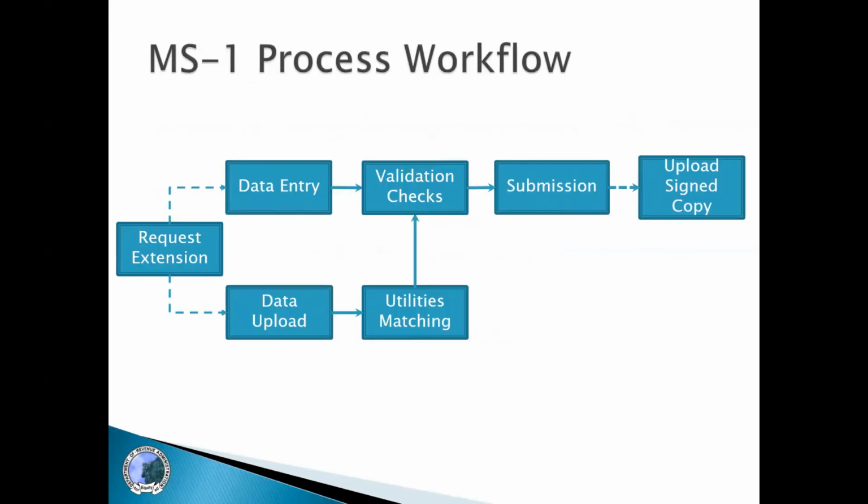So the process workflow doesn't necessarily begin with extension, but it seems like that's happening quite a bit. So if you do need an extension to your MS-1 filing, if you're not able to submit it on time, you can request an extension, and we'll go through that in just a moment. But otherwise, there are two paths that you can go.